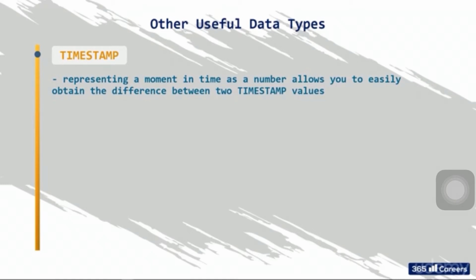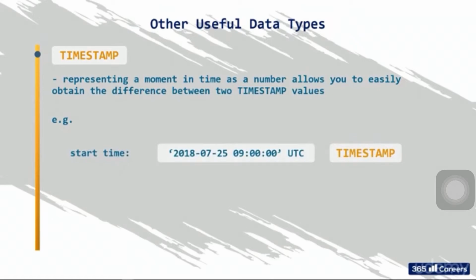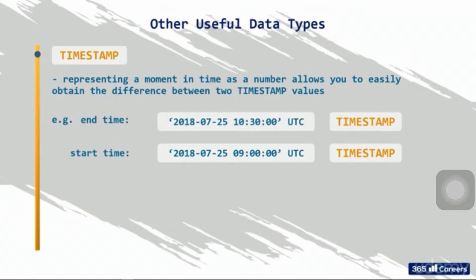timestamp values. So, for instance, if you know that the start time of an event is the 25th of July, 9 o'clock in the morning, and that the end time is the same day, 10:30, and if you have stored both moments in timestamp, you can subtract the first value out of the second value and obtain the duration of the event. 1.5 hours expressed as number of seconds, 5,400.